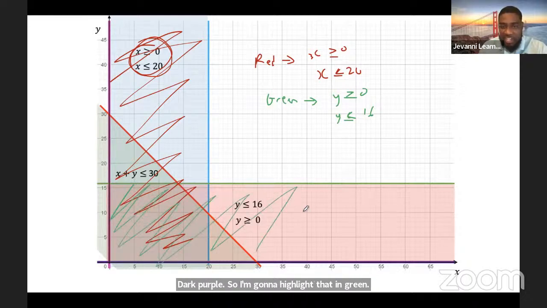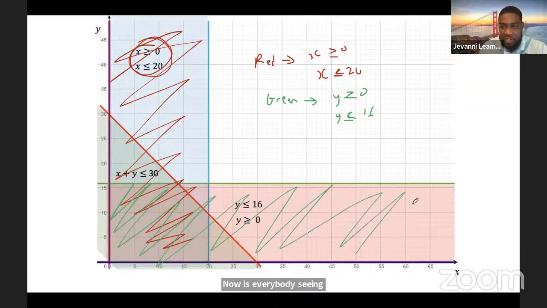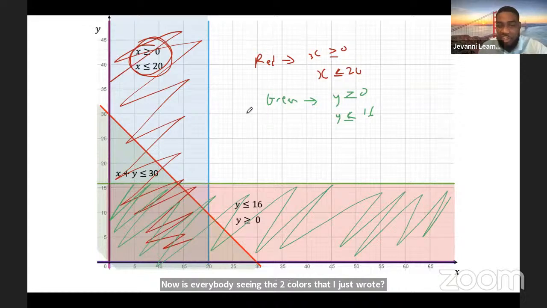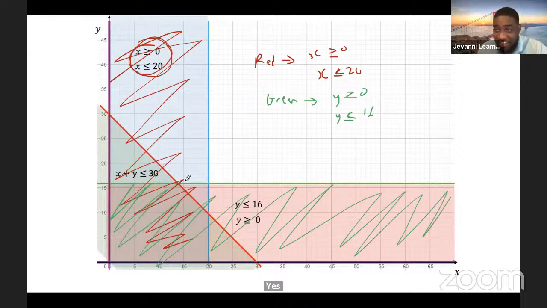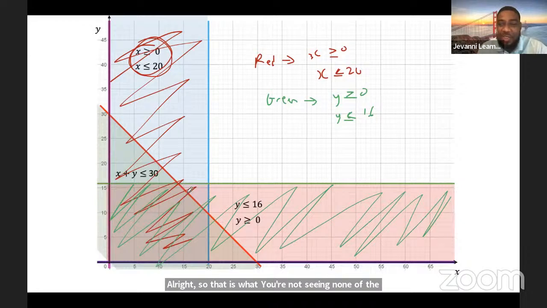Now, is everybody seeing the 2 colors that I have, red and green? Everybody seeing where the red and green overlap each other? All right, you're not seeing any of the colors? Well, you have to look at the YouTube back. When this is done, you can look at the finished version on YouTube because it should be there. But I'm just marking up the screen to show you where the thing should be.